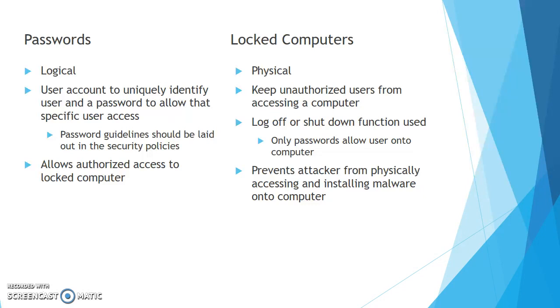The last two examples we will look at are passwords and locked computers. Passwords are the logical security. Passwords allow a user into their specific account, and they do so through a locked computer. The locked computer is the physical security and it will keep unauthorized users from accessing a computer because it must be done through a password through a user account. Passwords and locked computers work hand in hand to prevent an attacker from physically accessing and installing malware onto a computer.